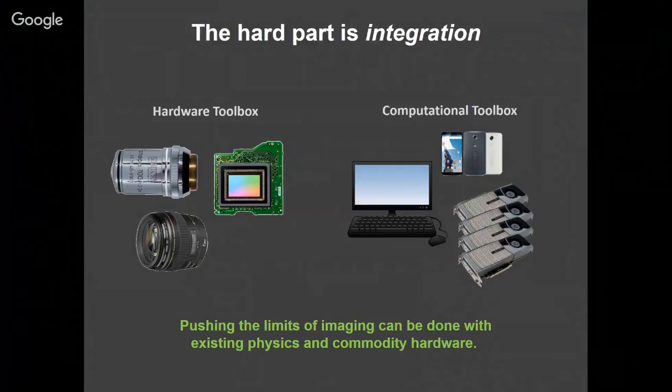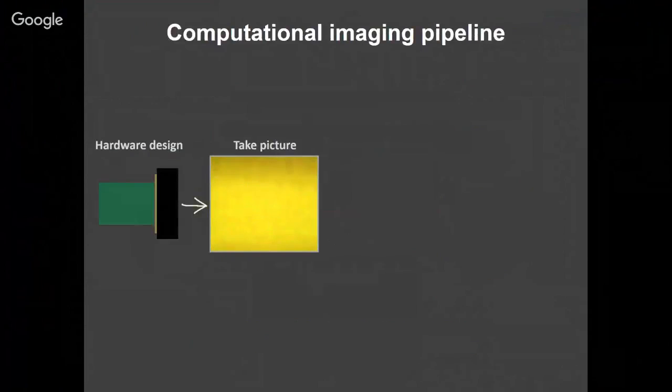And I want to show a couple examples of how we can really push the limits of imaging with existing physics and commodity hardware. So without using any fancy newly discovered physics or any custom built hardware, we can put together off-the-shelf things and do imaging tasks that otherwise would have been really expensive or really difficult. Okay, so I'll give an example. This is a real example that I'm going to talk about a little bit, but it fits with the computational imaging pipeline.